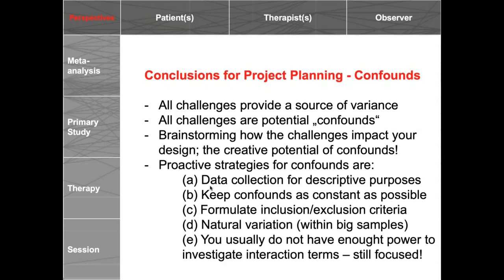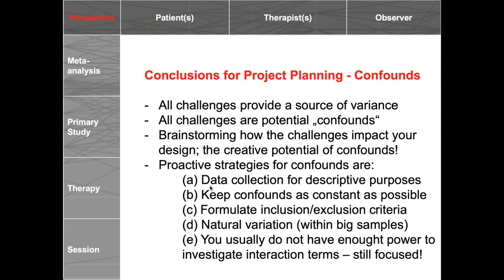The second conclusion for a PhD or for project planning could be that, of course, if we have all these challenges in mind that provide a source of variance, then all these challenges are actually, from a theoretical but also a design issue point of view, confounds. And maybe it would be, on one hand, good to just use all these different challenges to brainstorm and to get creative ideas of potential confounds. But on the other hand, maybe it's also a good strategy at the beginning of a research project to really think about these different challenges and at least to get a data collection of all these challenges. For example, to assess the particular therapist, to assess maybe also relationship aspects and so on.